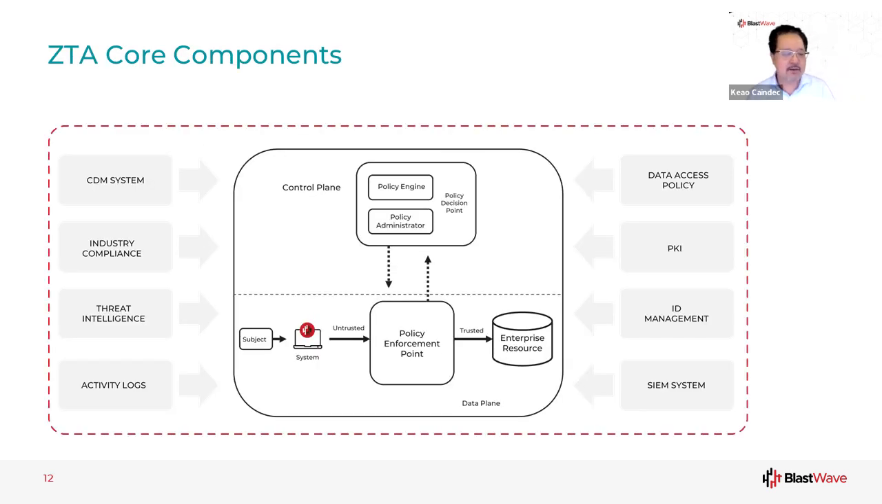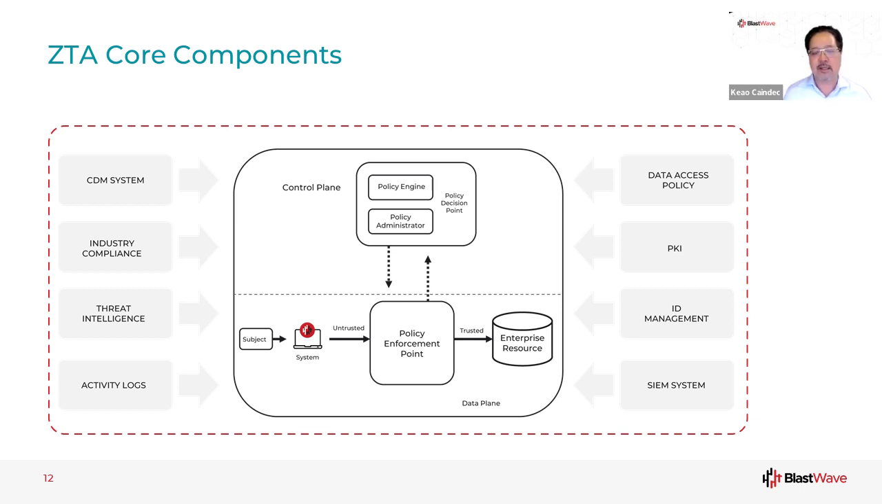Okay, these next set of slides are going to get a little more technical, not too much, but it's important to understand the core components of ZTA. There are several of them. There's the policy engine, the policy administrator, and the policy enforcement point. So the way it works is this, and the NIST 800-207 defines these core components.